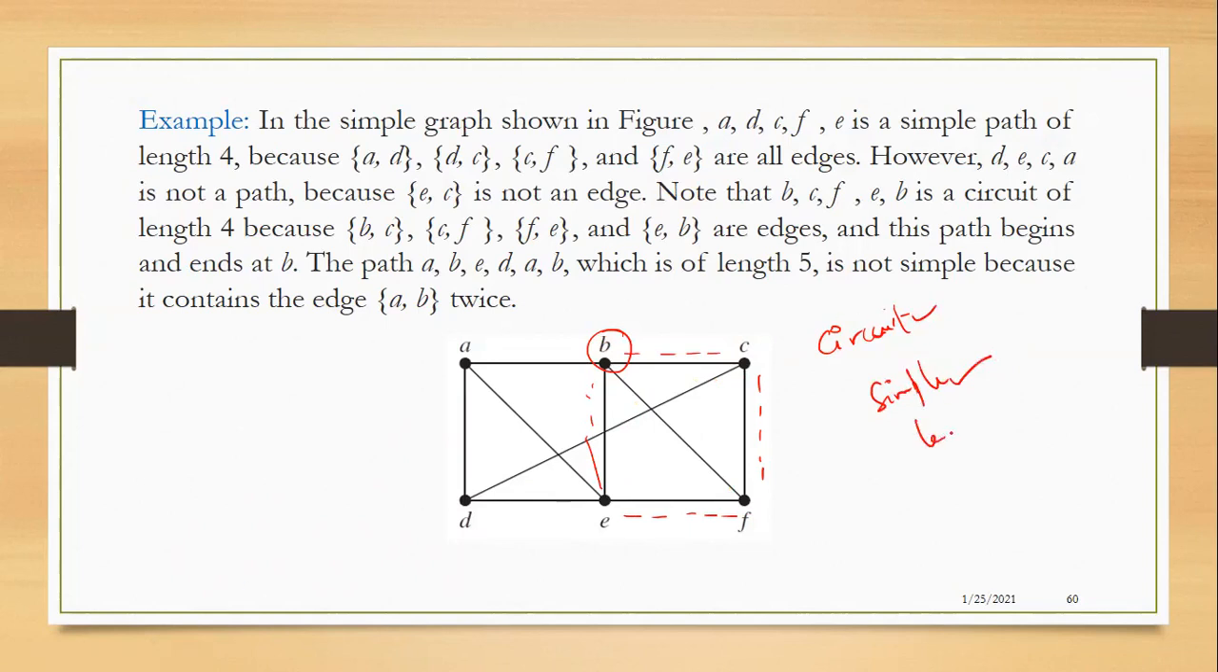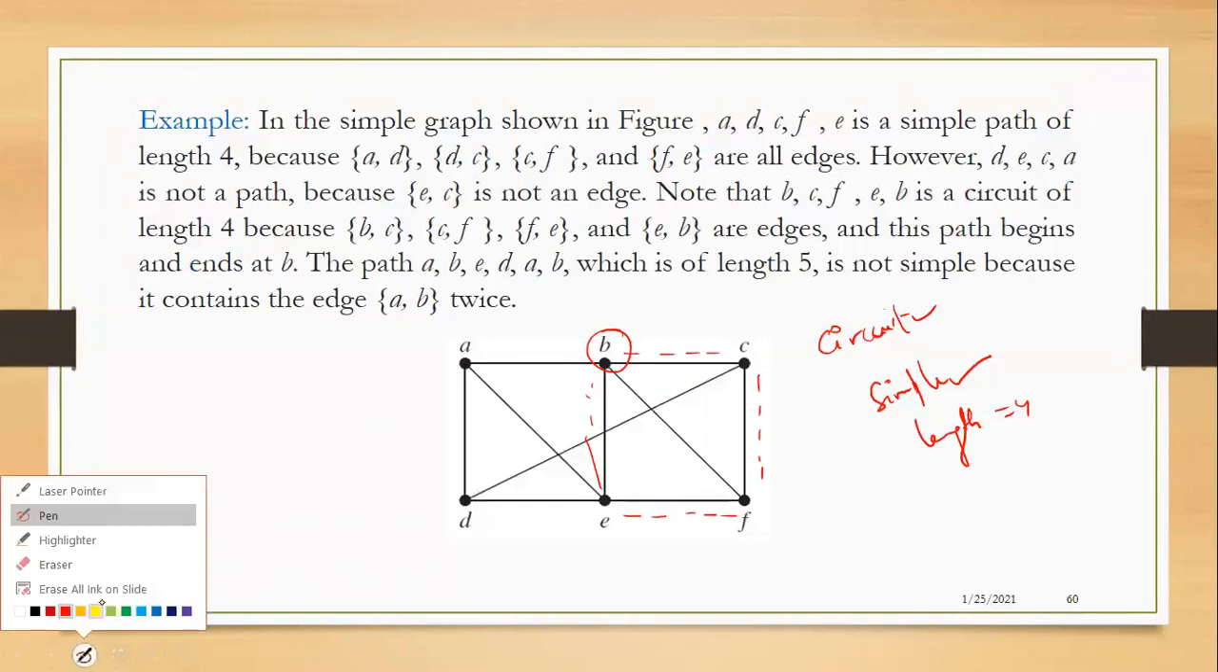Now what about the length? The length is 4. Basically there are 3 things to be checked. First is whether it is a path or a circuit. The next is whether it is simple or it is not simple. Simple means each edge being traversed only once, and we also have to find the length.